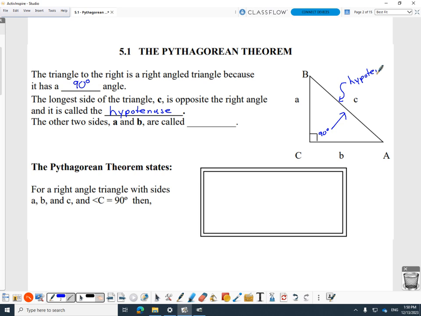Does that name sort of ring a bell way back when? Grade 9, grade 8, maybe? Hypotenuse? Maybe? Yeah. Not hypothesis. I know you do that in science. Hypothesis. It's unfortunate those two names are so similar, but this is hypotenuse. The other two sides, a and b, are called legs. We won't always use that word, though. Sometimes we'll just call them the other two sides. But they're called legs. So here's the Pythagorean theorem.